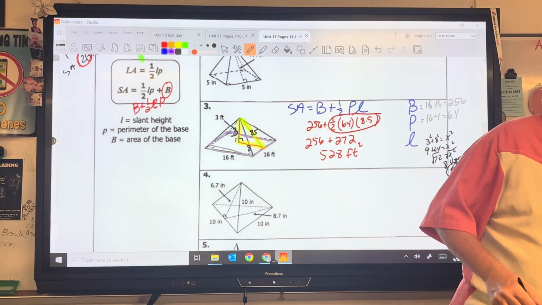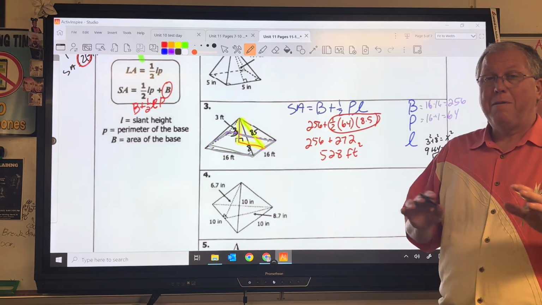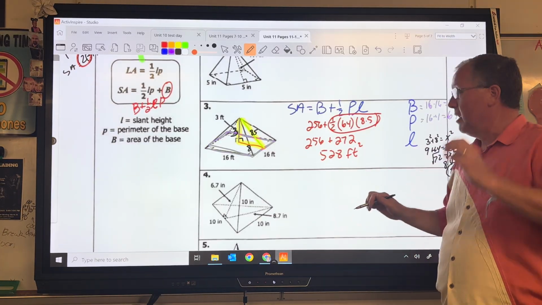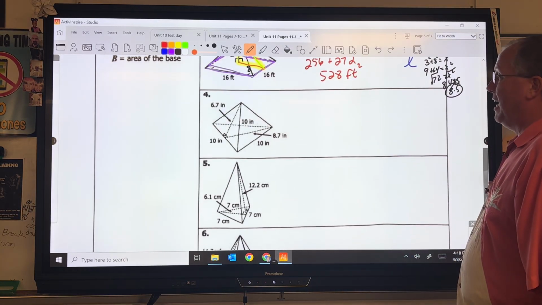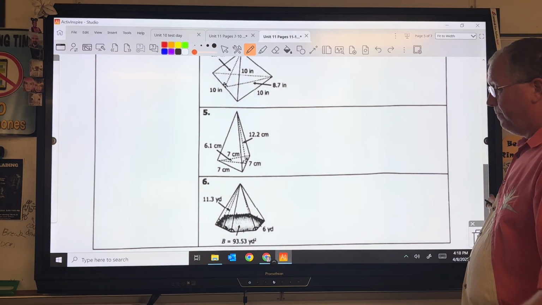Okay? So notice nothing's really changing, right? Not a whole lot. These were all rectangular prisms. So now I'm going to try one with a triangular prism, okay?